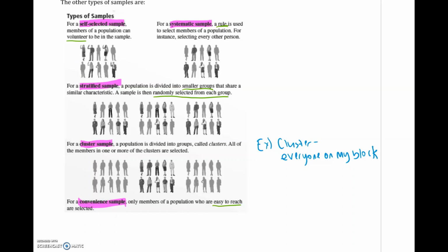So here, for example, let's say you're running a lemonade stand on your block. Then you want to create a convenience sample because you're sitting out there at your lemonade stand. Maybe you're just going to work with all the cars that drive by.